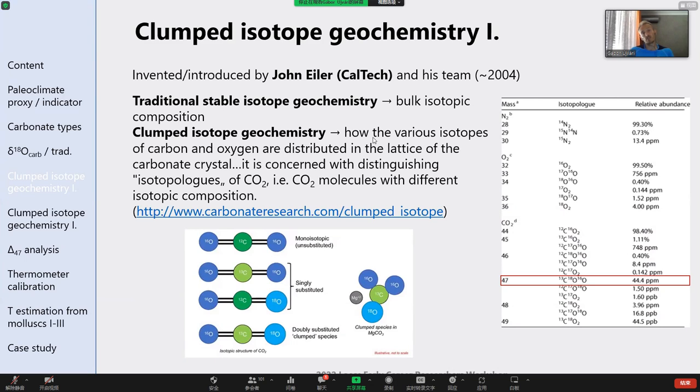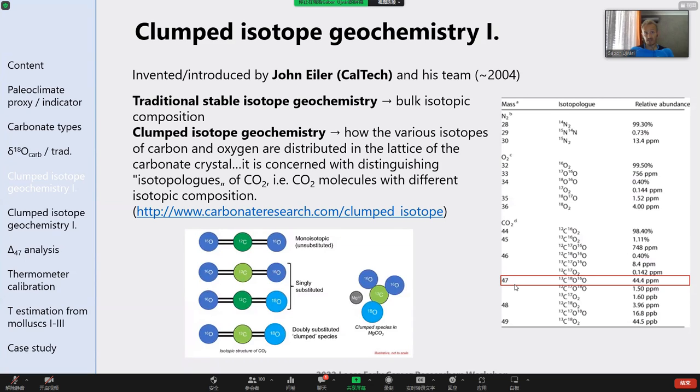We know that traditional stable isotope geochemistry is concerned with the bulk isotopic composition, while clumped isotope geochemistry is interested in how the various isotopes of carbon and oxygen are distributed in the crystal lattice of carbonates. You can see the different isotopologues of CO2 in the right-hand side of this table, with cardinal mass from 44 to 49. The 44 isotopologue of CO2 is the most abundant, and this is a so-called monoisotopic species, which means we have only light isotopes in the carbon dioxide molecules.